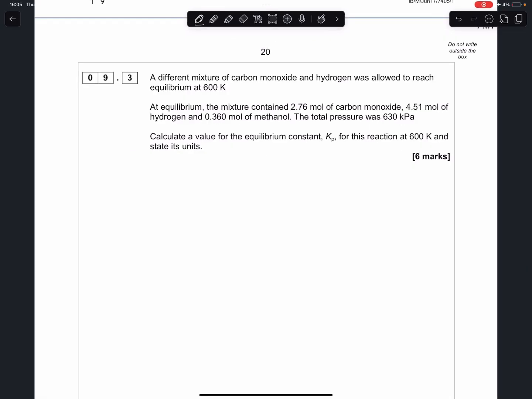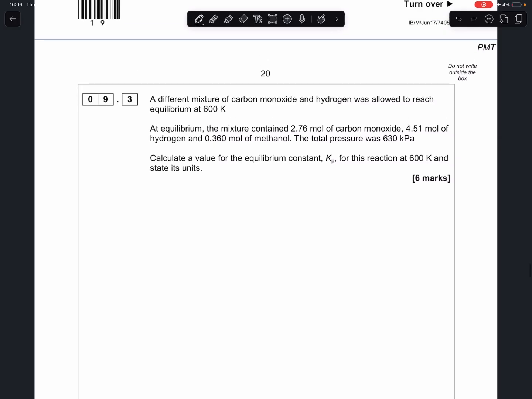There you go. A different mixture of carbon monoxide and hydrogen was allowed to reach equilibrium at 600 Kelvin. At equilibrium, the mixture contained 2.76 moles of carbon monoxide, 4.51 moles of hydrogen, and 0.36 moles of methanol. Total pressure was 630 kilopascals. Calculate a value for the equilibrium constant Kp for this reaction at 600 Kelvin and state its units.